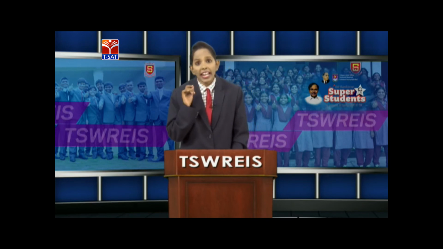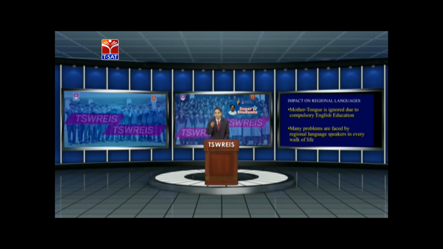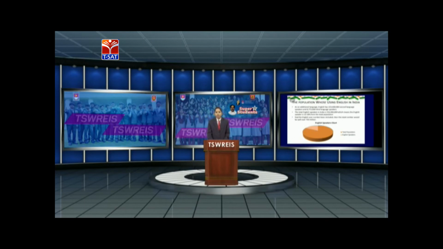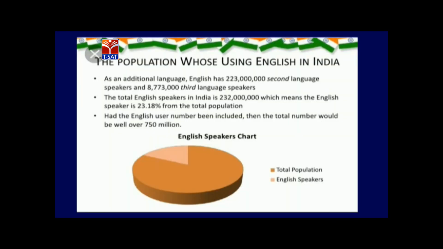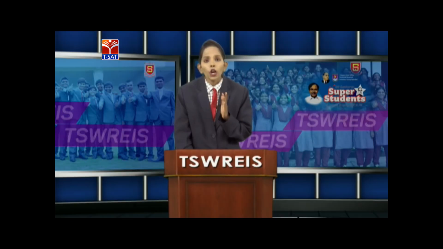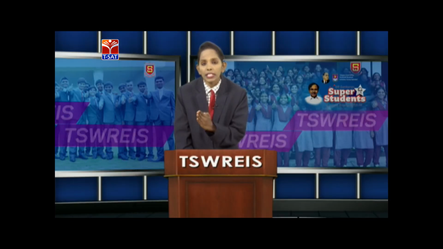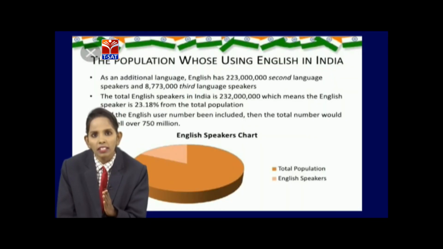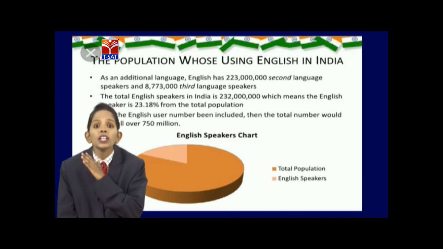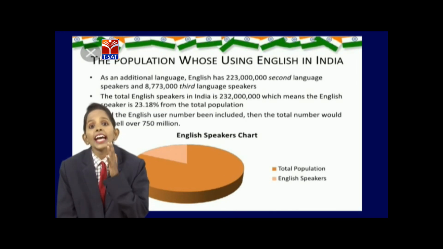Friends, there are also translators to translate into English. So, we have to learn English to survive in this present generation. Now let us look at the next slide. Friends, the population using English in India. Not only literate people, illiterate people can also speak English, because English is a global language which we use worldwide. We can use it in the entire world.